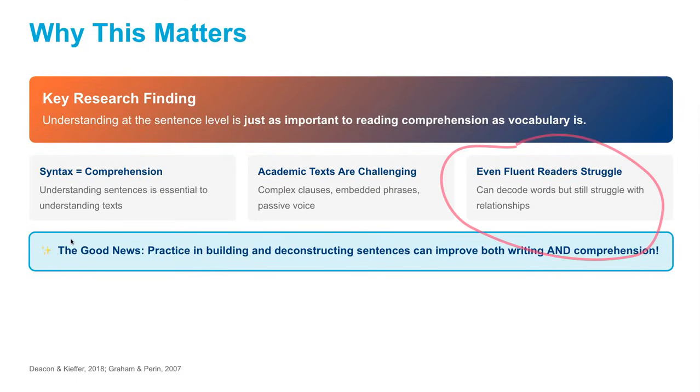And number 3, even fluent readers struggle. Students can decode every word, define every word, and still have difficulty understanding relationships between ideas. But here's the good news. We have evidence-based practices. Research shows that practice in building sentences and taking them apart can improve both sentence writing and sentence comprehension. That's what we're learning today.